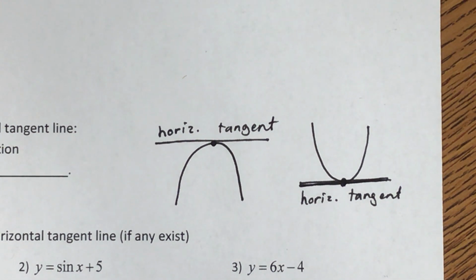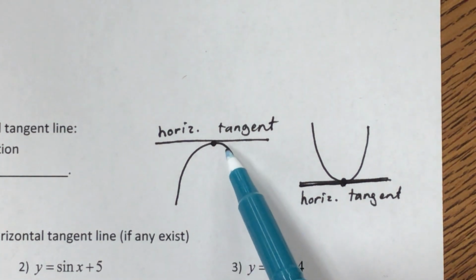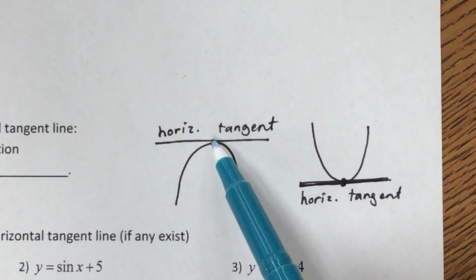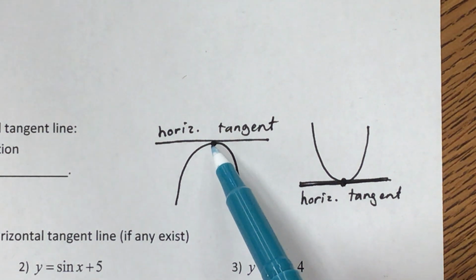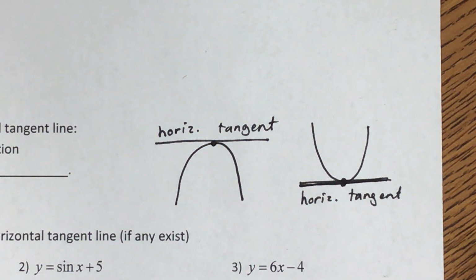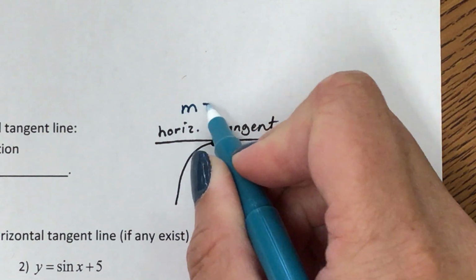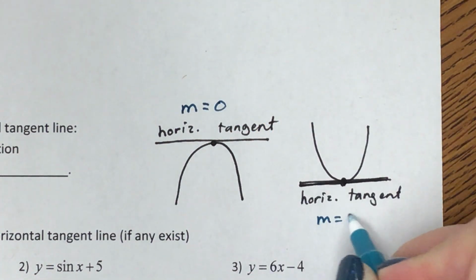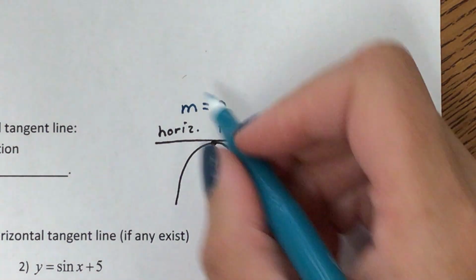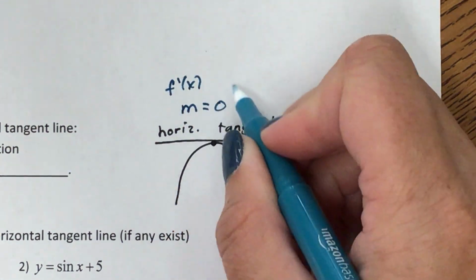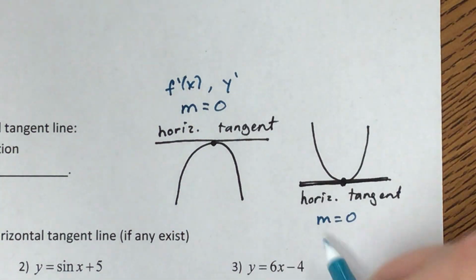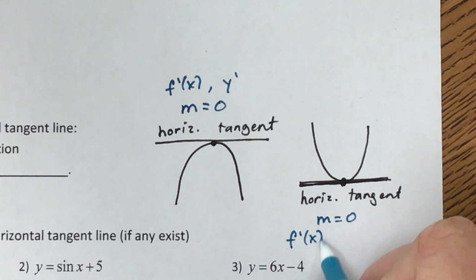So since we're looking for an x value, that means we have to have some equation where we know some kind of a y value, and then we solve for x. Well, what do we know about horizontal tangent lines? We don't know the y value because we don't know the x value. But what we do know about horizontal tangents is that the slope equals 0 in both of these cases. So m or f prime of x or y prime, any of those guys would be valid.